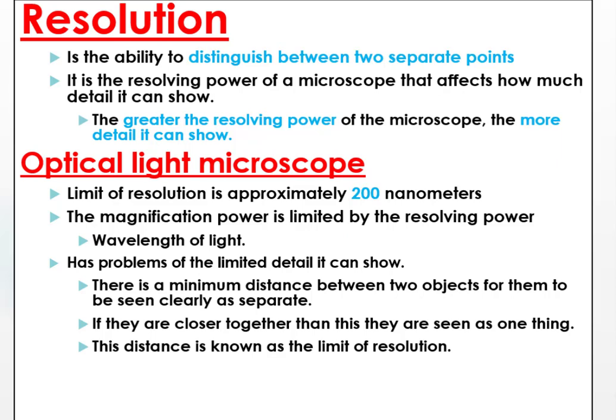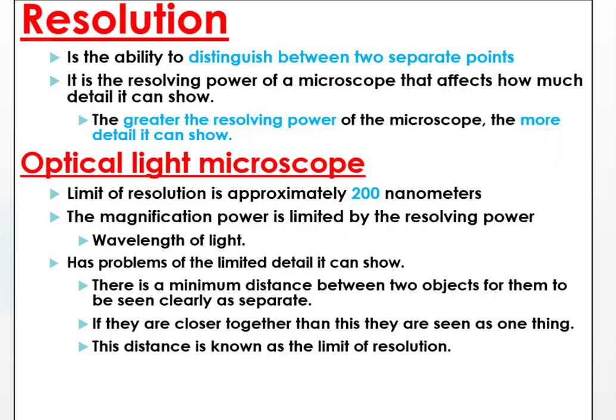When we look at the resolution power of the optical light microscope and the electron microscope, the optical light microscope has limited resolution power as compared with the electron microscope. The optical light microscope's limit of resolution is approximately 200 nanometers. The magnification power of this light microscope is affected by the resolving power of the wavelengths of light. Since the wavelength of light is longer, it cannot magnify and resolve as much as the electron microscope.